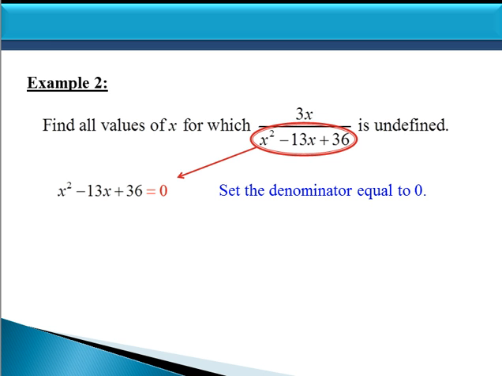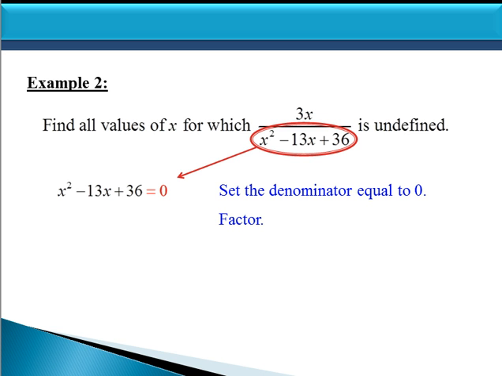Notice that we completely ignore the numerator. It does not matter what the numerator will be equal to, because even if the numerator is equal to 0, that fraction will actually be equal to 0. It will not be undefined. So we take the denominator, we set it equal to 0, and then if we solve that equation, that will tell us the values of x that would make that expression undefined.